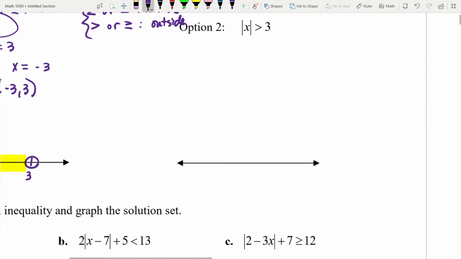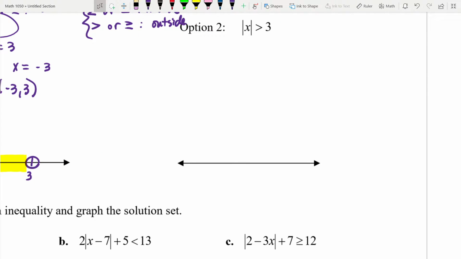Okay, over here. Step number 1, get it alone. Done. Step number 2, turn it into an equal sign. Done. Don't skip that step. Step number 3, split it. X equals 3 or x equals -3. The next step, go to your number line, -3, +3. There's no equal sign, so they're going to be open.